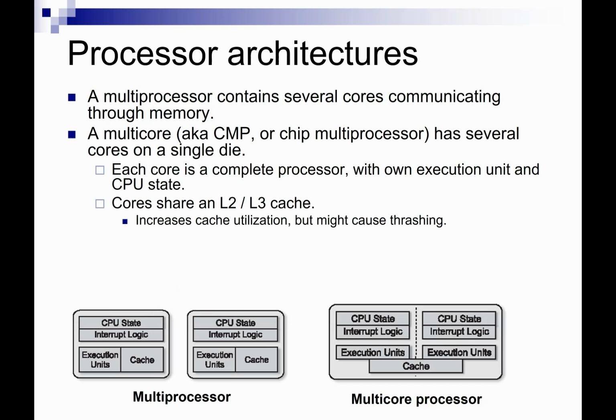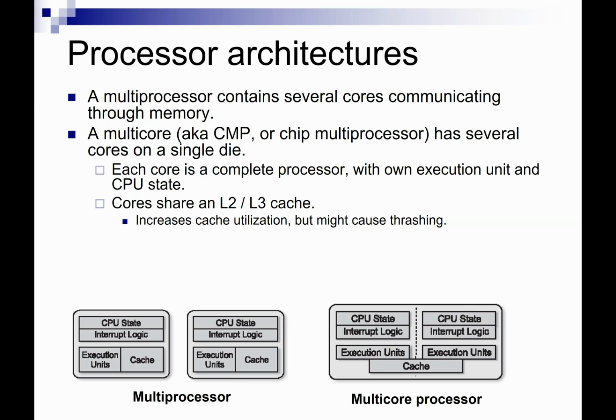Another way to combine these cores is using a multi-core processor. This is different from a multiprocessor because in a multi-core processor, you only have one chip, but the chip has multiple cores on it. Each of these things is a core. So we have one core over here, and we have another core over here.